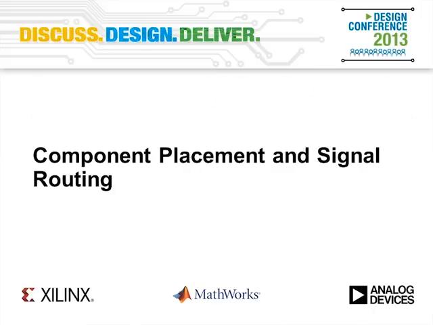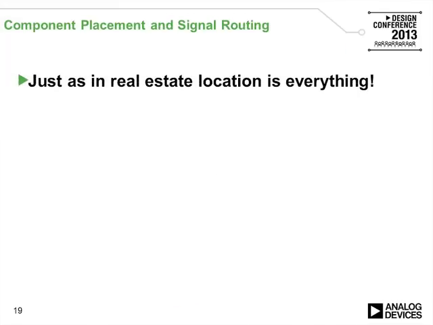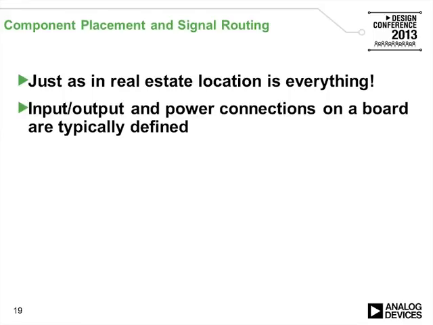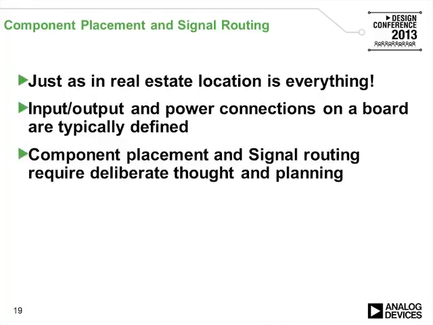Okay. Now let's look at component placement and signal routing. Just as in real estate, location is everything. So location is of prime importance. Input and output power connections on a board are typically defined. The system will define where they need to be. Component placement and signal routing require deliberate thought and planning ahead of time.